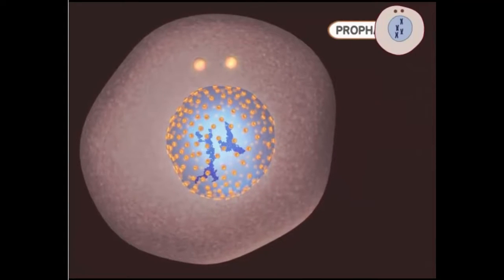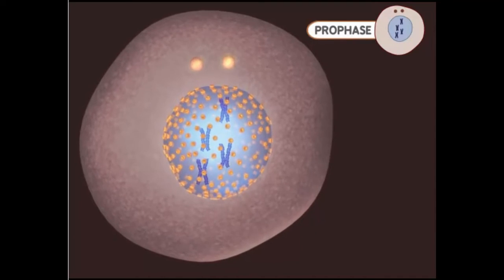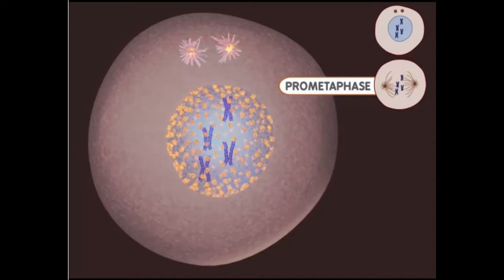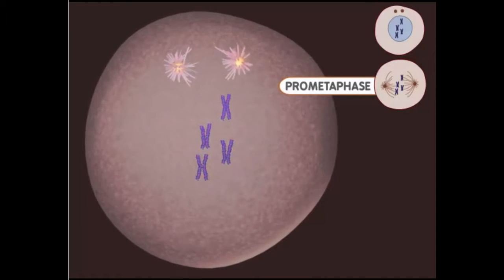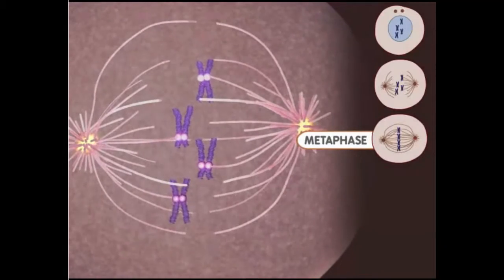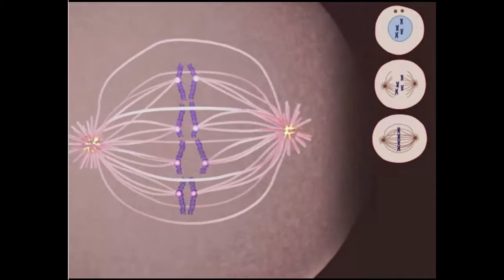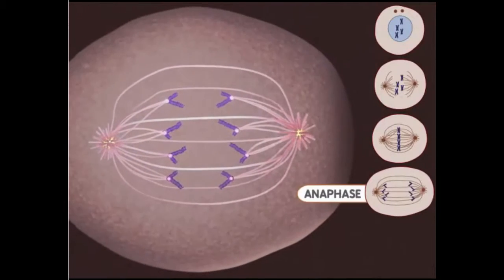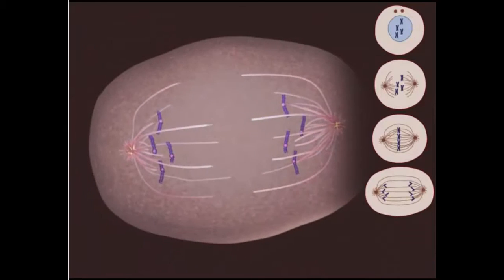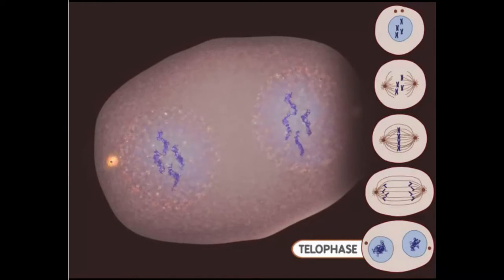Mitosis begins with prophase. Notice the DNA condensing into chromosomes during this stage. Microtubules appear during prometaphase, and the nuclear membrane breaks down. Metaphase occurs when the chromosomes are aligned at the center of the cell. During anaphase, the chromosomes are moving apart. The telophase stage is marked by the appearance of new nuclear membranes.